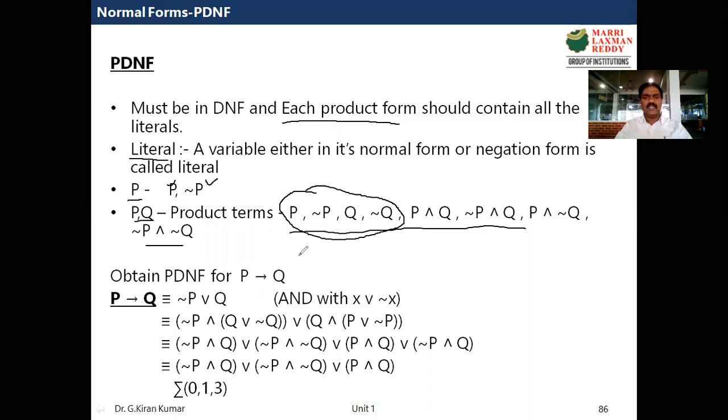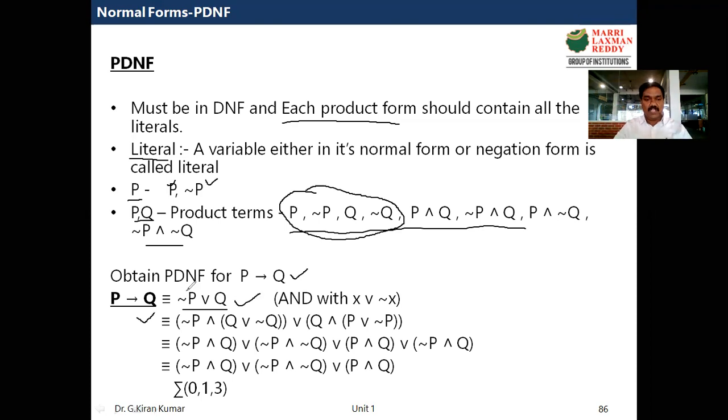Now let us take an example. Let's say I want to convert P implies Q into PDNF, principal disjunctive normal form. So how do we convert? Of course, we know that P implies Q is logically equivalent to negation of P or Q. That is the first step. But if you observe carefully, this negation of P or Q is in disjunctive normal form. Why? What is disjunctive normal form? Elementary products must be separated with OR.